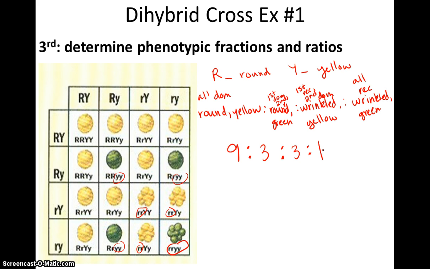Anytime you do a heterozygote to a heterozygote, like we just did, it's always going to be 9 to 3 to 3 to 1. If I asked you for any of these in fractional form, well, you already have them. It's 9. There's 16 total, so that would be 9 out of 16. Same with all of these, 3 out of 16, 3 out of 16, and 1 out of 16. So if you're asked for a fraction, well, you just count how many are in the box.